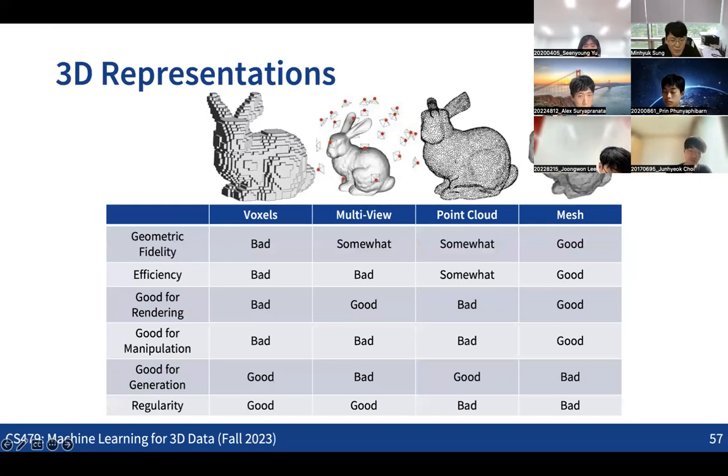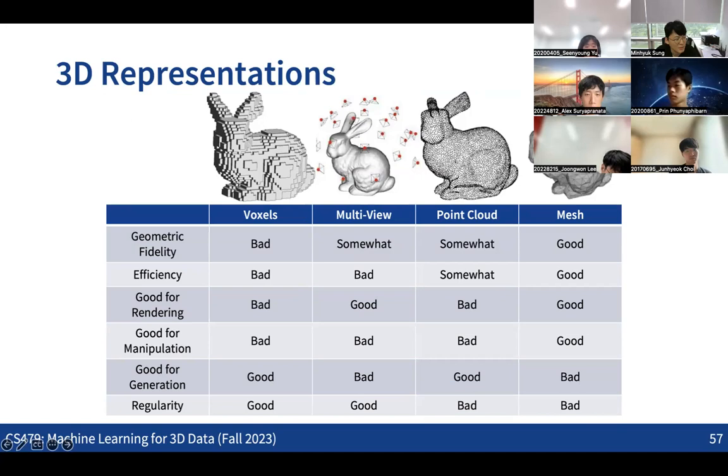Let's see the pros and cons of each representation in this table. In terms of precisely describing all the details of the geometry of the 3D data, voxels may not be good, because to capture all the details we might need a very high resolution of voxels, which would be very inefficient. So that is a downside of voxels.